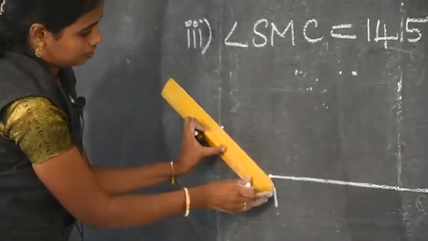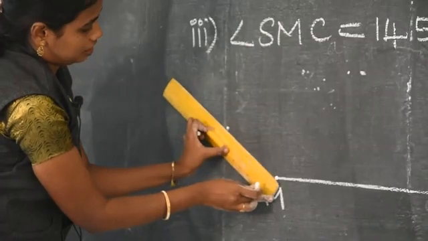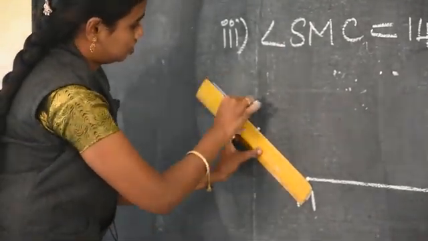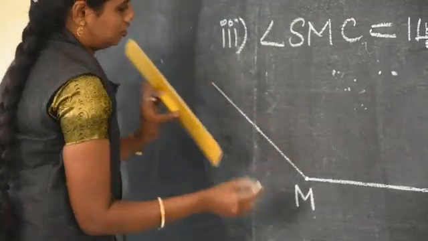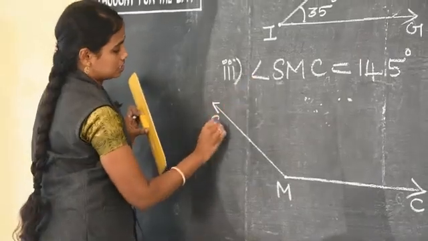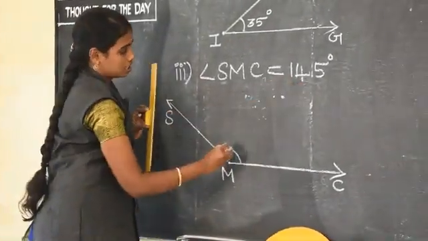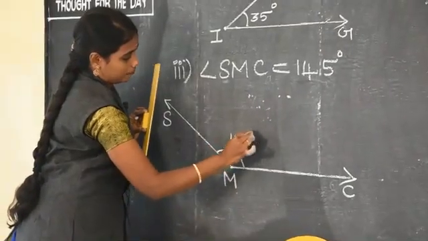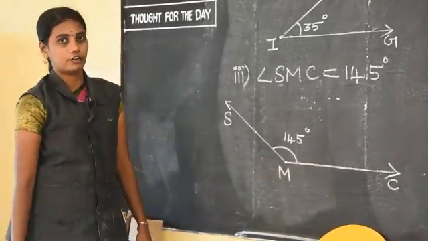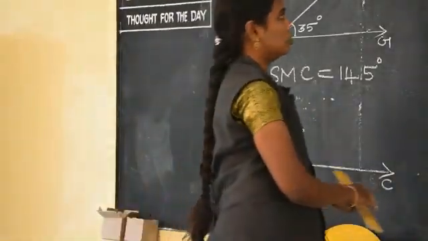After marking, just to take it out, use a scale. See these 2 points properly. Don't join like this and all. Fix your scale properly. I fixed. That's M is there. What letter? Yes, here. So yes, here angle will be formed. Angle is 145 degree. Okay, now angle SMC 145 degree we have drawn. For this also construction I will send through the WhatsApp.